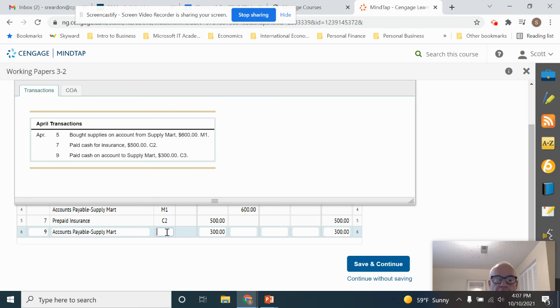And again, the fourth step, I always use those four steps. What's the date? What's the debit? What's the credit? And what's the source document? Those four things. Source document is C3.